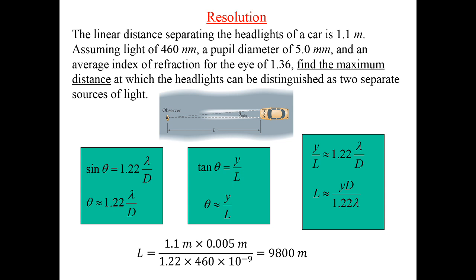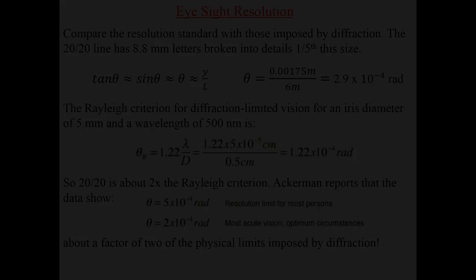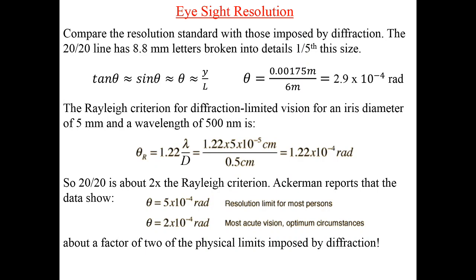Notice that the index of refraction was not relevant here. That's just a distraction. It's the path of the light through air that matters on whether you can resolve it or not. So to put this in perspective, let's compare the angular resolution required for 20/20 vision with the limit of what is possible with visible light. For 20/20 vision, you are reading lettering that is 8.8 millimeters high, that is 6 meters away. To read this, you need to be able to resolve about 5 times smaller than the letter, so let's call it about 1.75 millimeters.